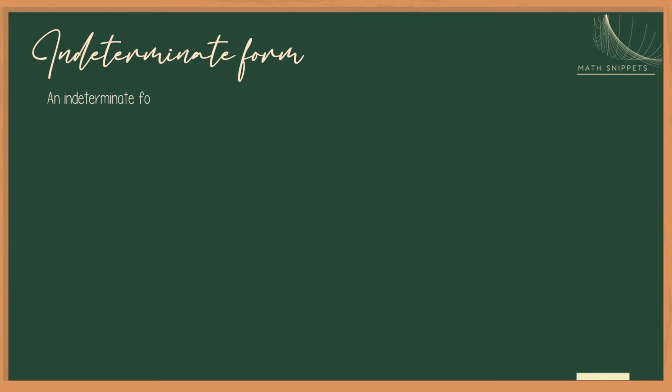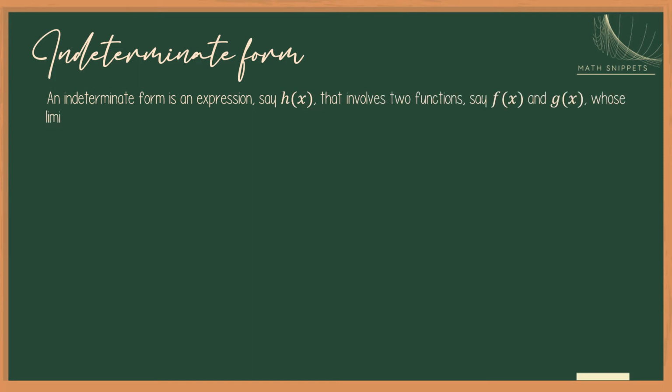So what is an indeterminate form? An indeterminate form is an expression, let's say h of x, that involves two functions, let's say f and g, whose limits cannot be determined by directly evaluating the limit of each function. When we recall the product law, the quotient law, and the sum and difference law, all of them involve more than one function, and we can evaluate the limit by directly evaluating the limit of each function. But there are functions wherein that process is not possible.